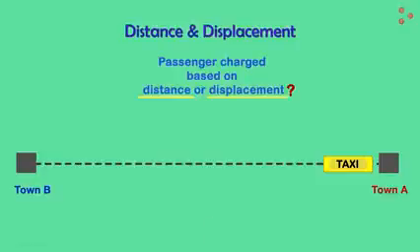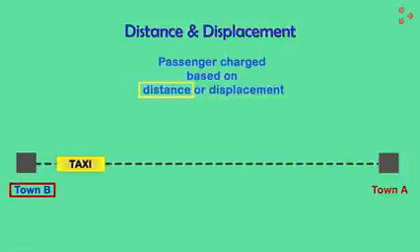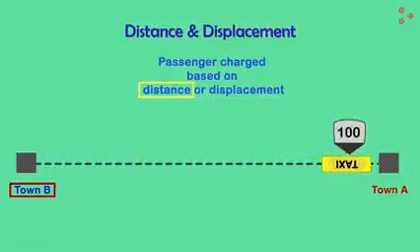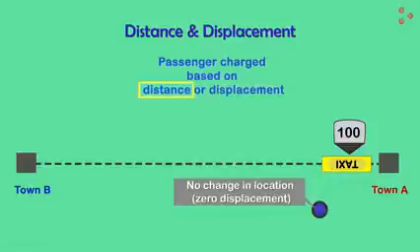Taxis charge passengers based on distance. If you go to the neighbouring town and return in the same taxi, the taximeter shows you the charge for the entire round trip. If you now try to explain to the taxi driver that you have had no resultant change in your location and hence you must pay nothing, it will not impress him much.